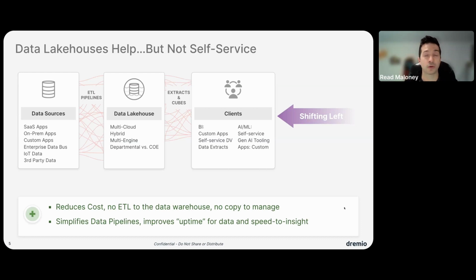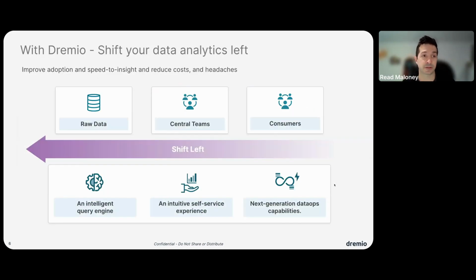But they're not totally sufficient in terms of driving self-service. You need to be able to remove the extracts. You need to be able to shift even closer over. And to do that, you really need 3 things. You need an intelligent query engine, which is something that Dremio offers that nobody else does. And we'll talk about what that means a little bit later. You need an intuitive self-service experience, both for the engineers and the analysts. And then you need a set of next generation data ops capabilities. And I'll talk more about that too. I just alluded to it.